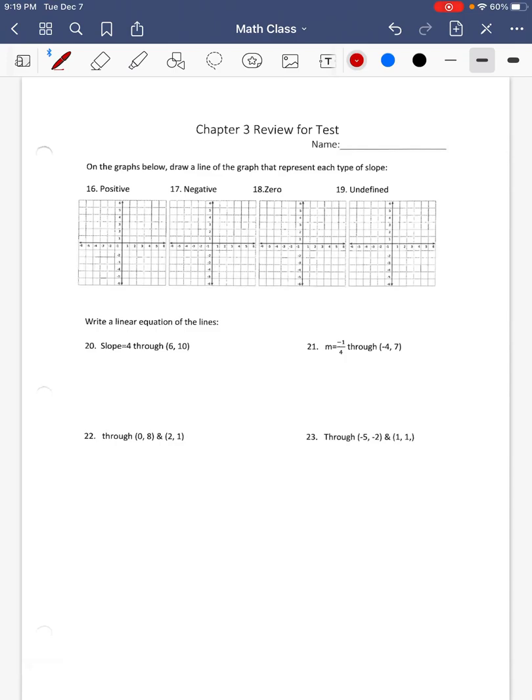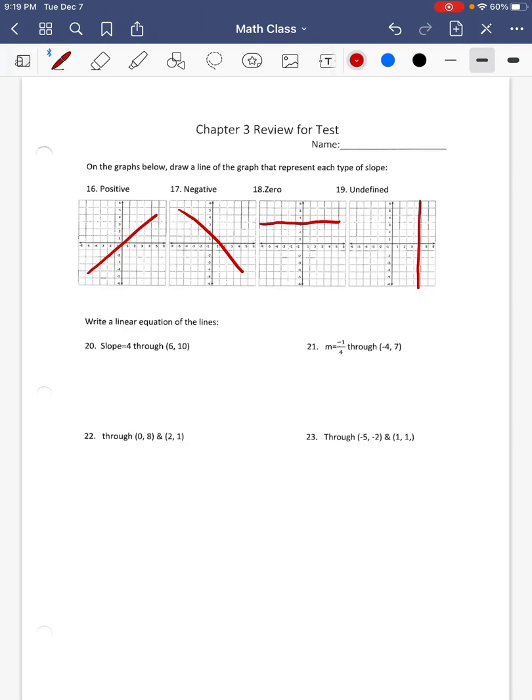The last page. So on the last page, you have to draw some examples of a line that represents each type of slope. So positive slope is a line that needs to go up from left to right. It doesn't matter how steep you draw the line as long as it's going up from left to right. Negative is the opposite. It goes down from left to right. 0 is our zero fun. This is our flat line. And undefined is our cliff. Remember slope dude for these.